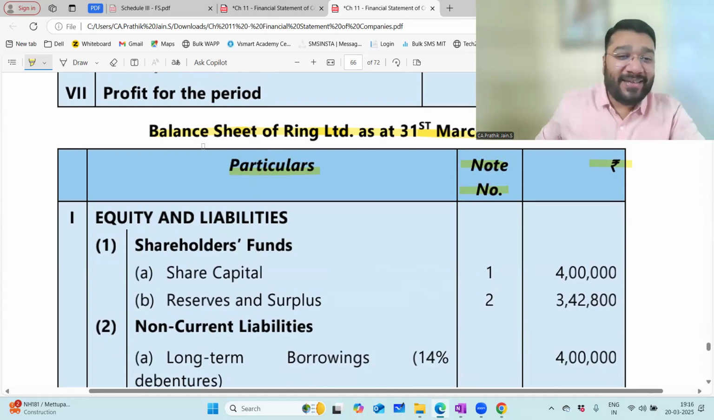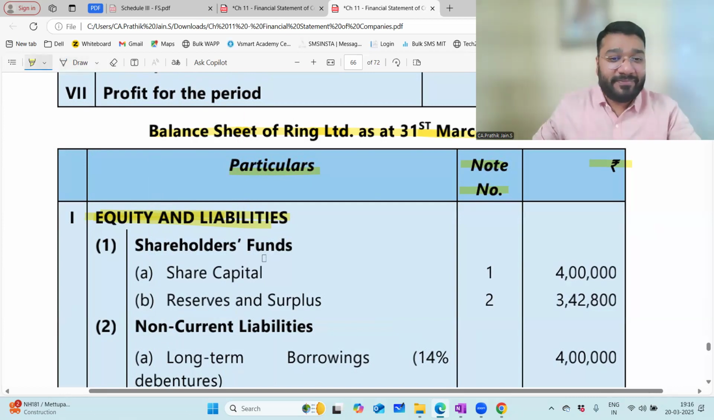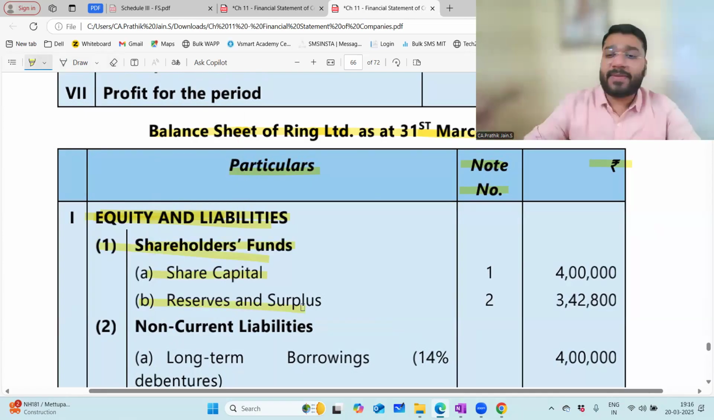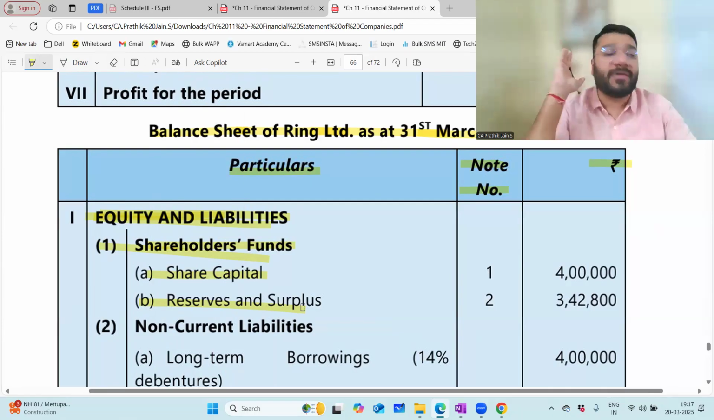Now, first heading, equity and liability. Under that, what is the first classification? Shareholders funds. You have to tell from your brain, not from the board. Under that, the first one is share capital. And then second one is reserves and surplus. We don't have any information on the share warrant. Share capital, note 1. Reserves and surplus, note 2. Let's first finish the structure of the balance sheet fully first. Then we'll go to notes.